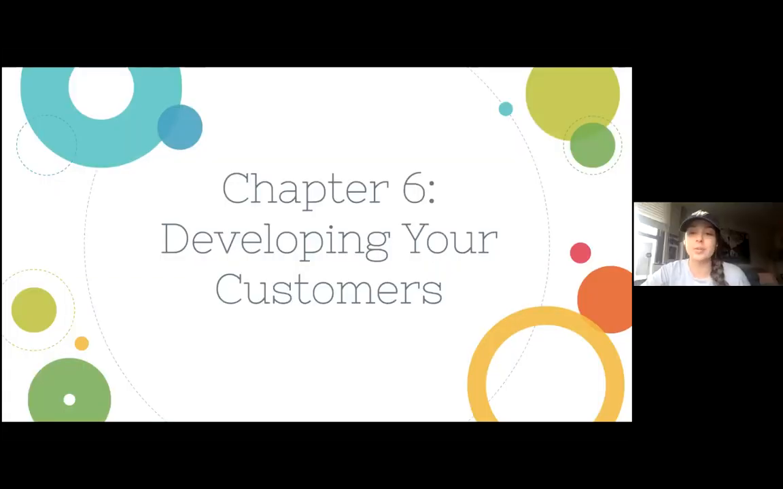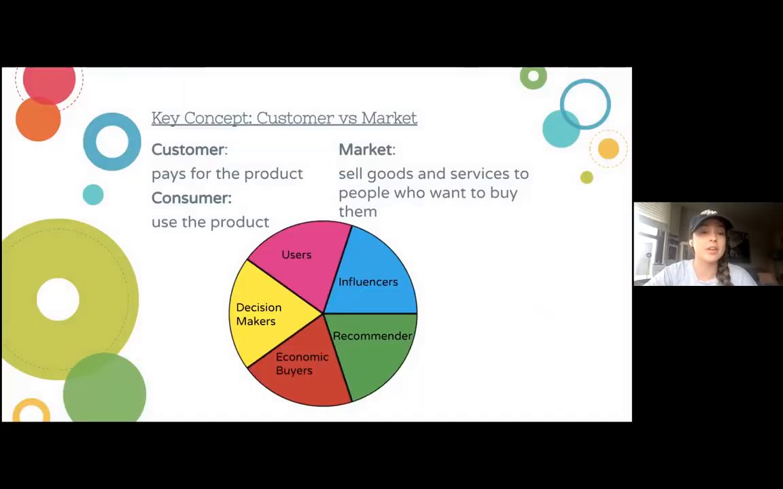Thanks, Becca. So for chapter 6, now that we've covered how we create value for customers, we're going to transition more into how we develop those customers. So looking at our first key concept, it's important to differentiate between a customer, a consumer, and a market. A customer is the person who pays for that product, and a customer can become a consumer once they use said product. And then your market is a place where you can sell goods and services to people who want to buy them.